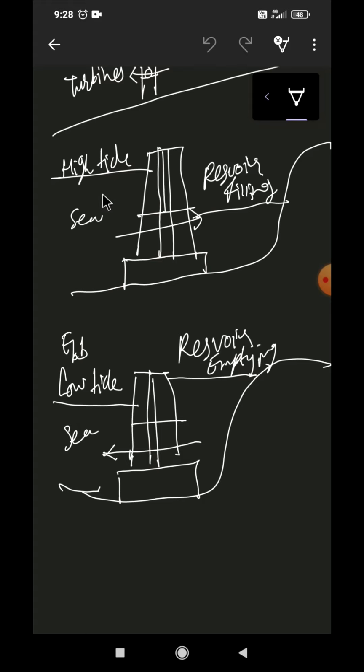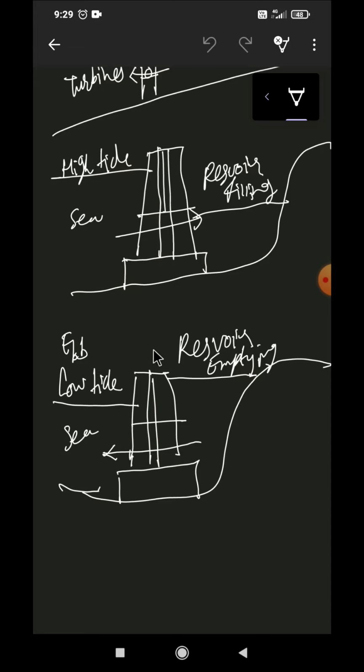During high tide, the reservoir is filled. During low tide, the reservoir is being emptied. So during the low tide, the turbine is being rotated. So this was the first, single ebb cycle system. So now we will see the second, single tide cycle system.